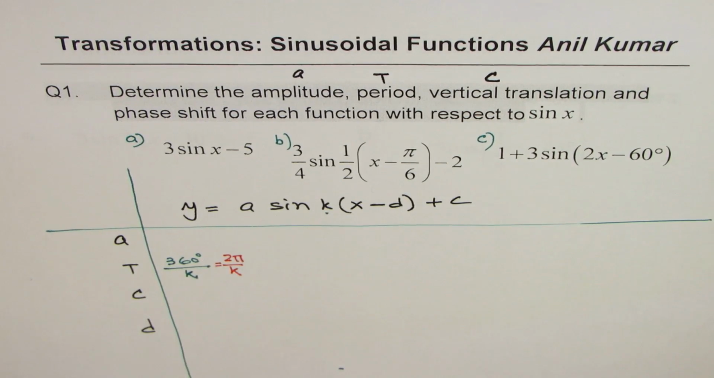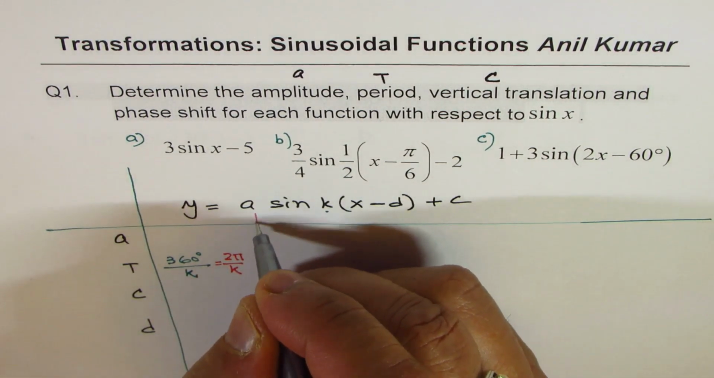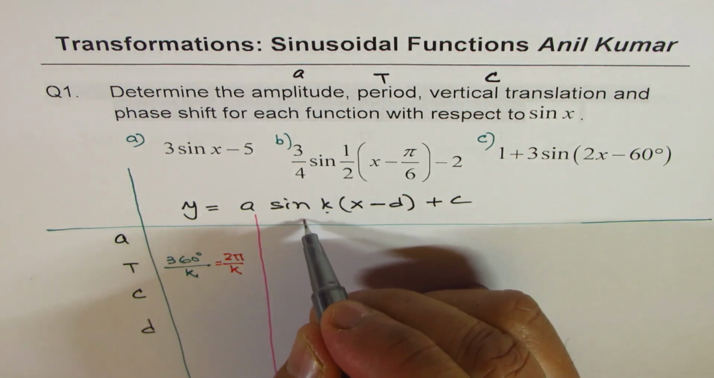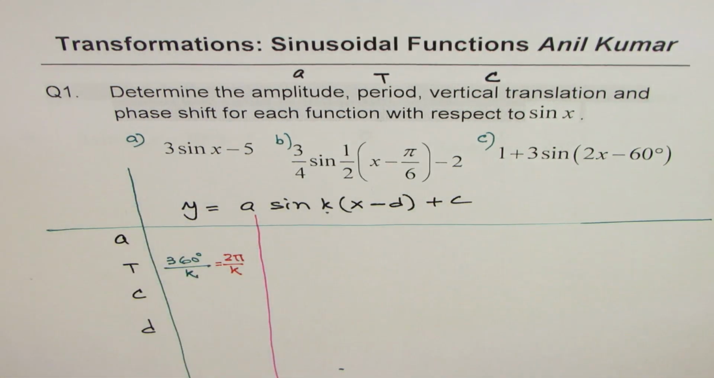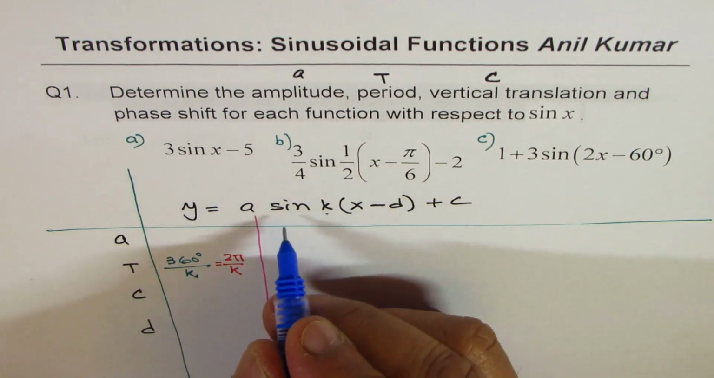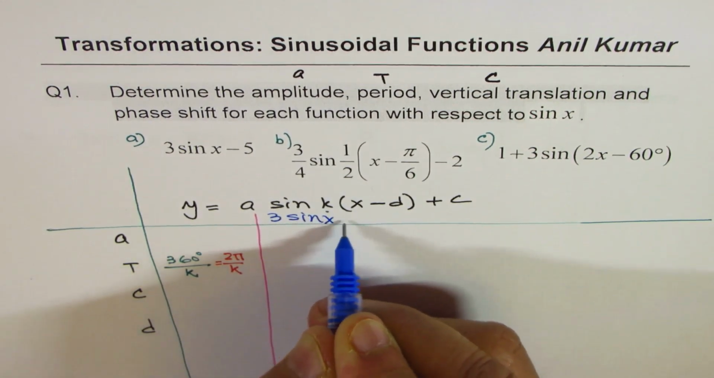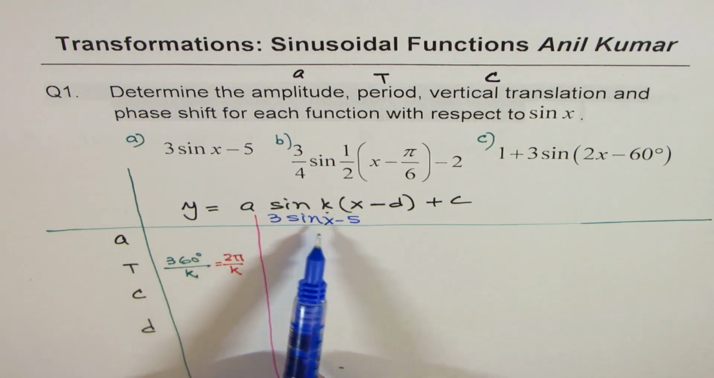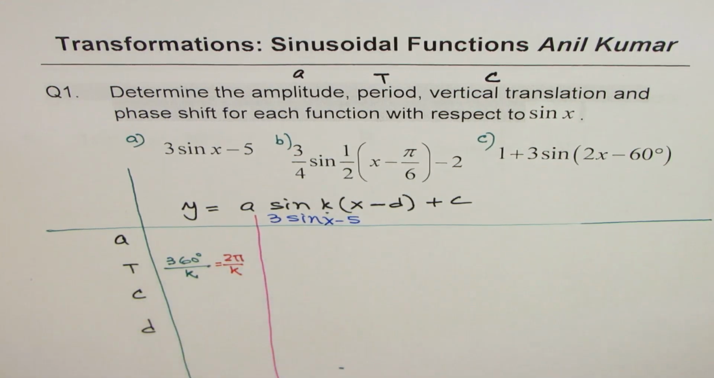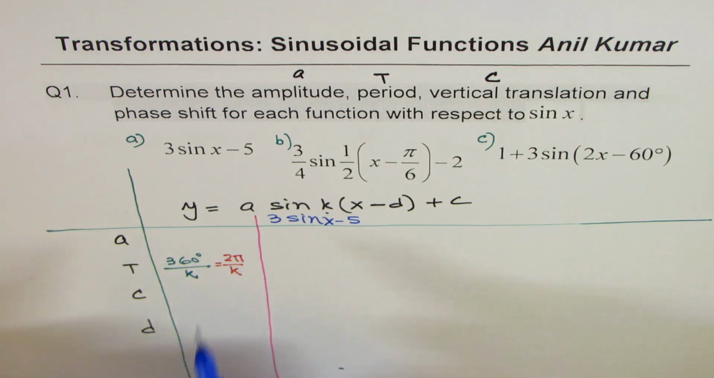Okay, so let me just write these values. Let me make another column here, and I'll write down for each. So this is A for us, which is 3 sine x minus 5. So let's write down for 3 sine x minus 5 first. So for 3 sine x minus 5, you can directly read 3 as the amplitude.